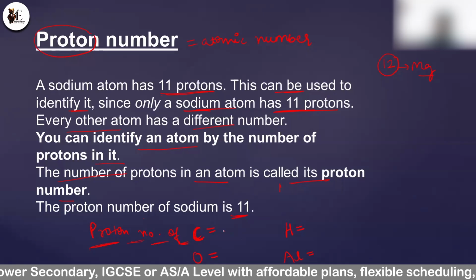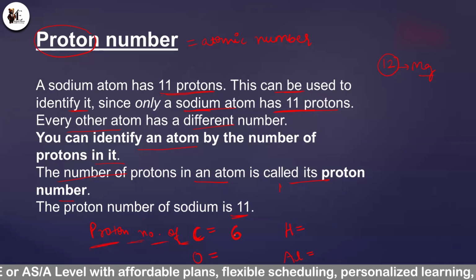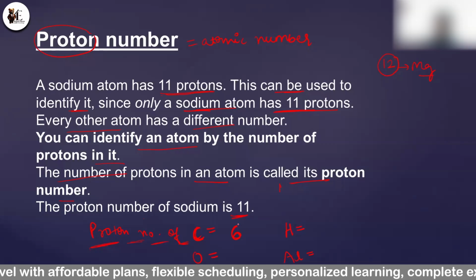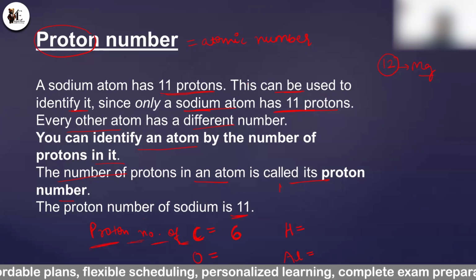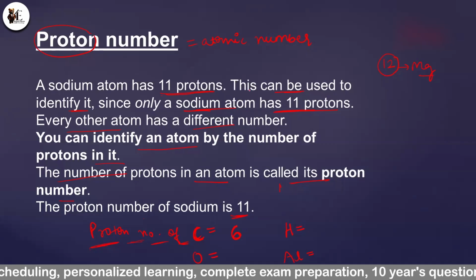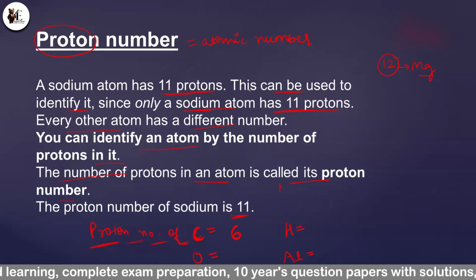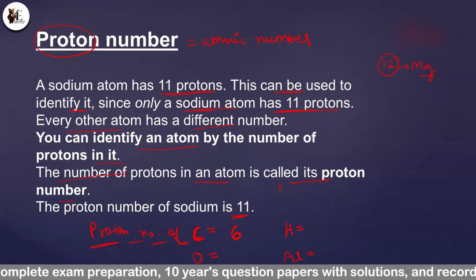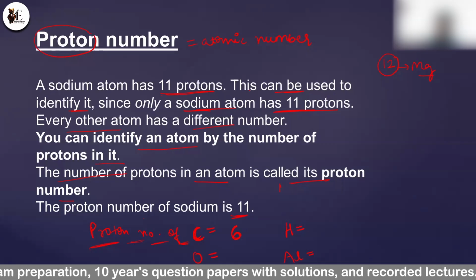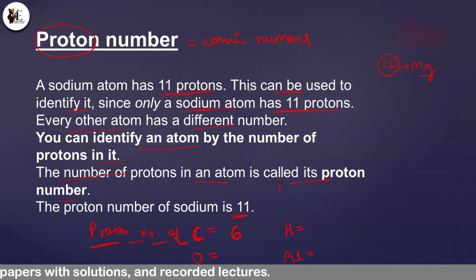So the proton number of carbon is 6. I found my periodic table. Okay, so tell me what is the proton number for oxygen? Wait. Okay, just give me a minute. For oxygen, right? Yes.